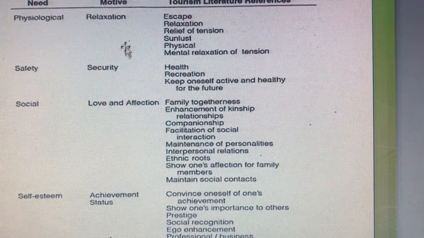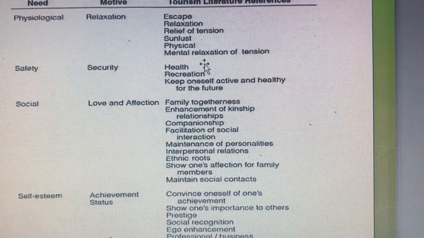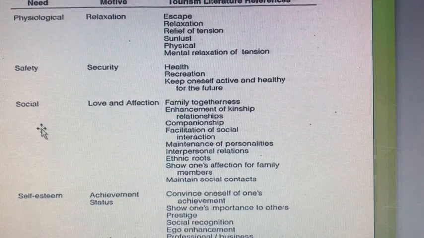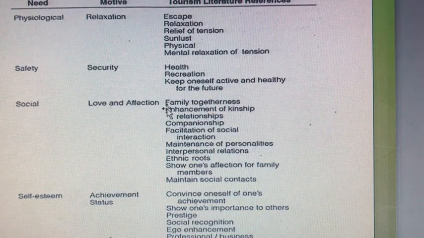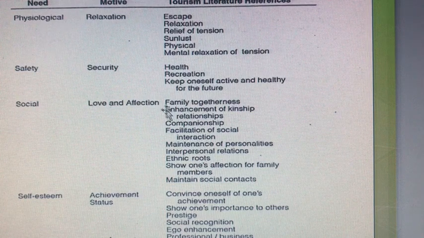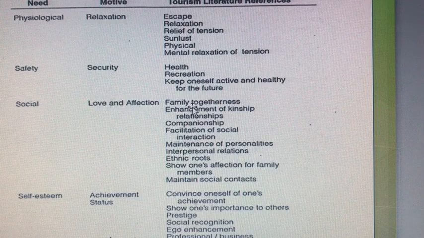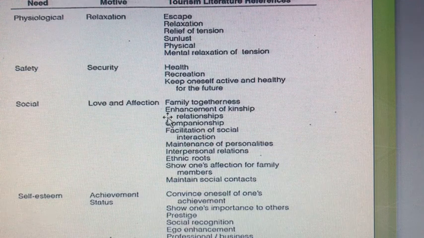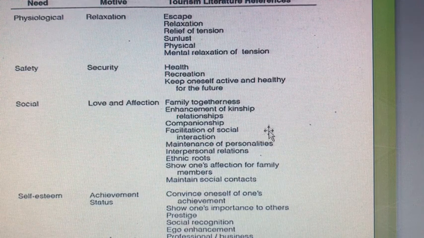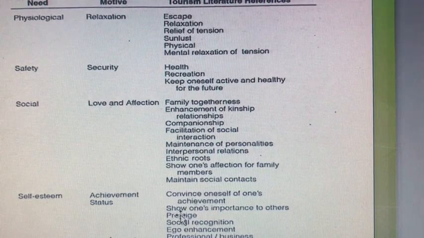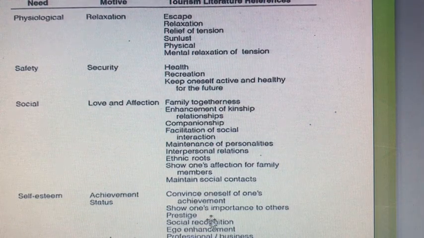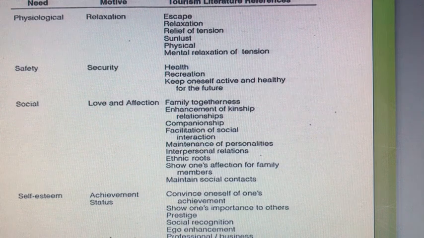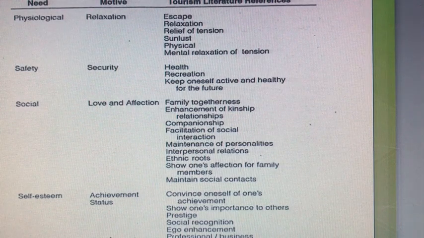Okay, for security, so yan, health, recreation, we travel for health, we travel for recreation, we travel to keep oneself active and healthy for the future. Then for social, love and affection, yan. So, we travel to, you know, make our family bonding more stronger, okay, family togetherness, enhancement of kinship relationship, companionship, and etc. And self-esteem, yan, you convince oneself at one's achievement, show one's importance to others, prestige, social recognition, ego enhancement, professional business. Okay, so self-actualization, ito na yung personal fulfillment.